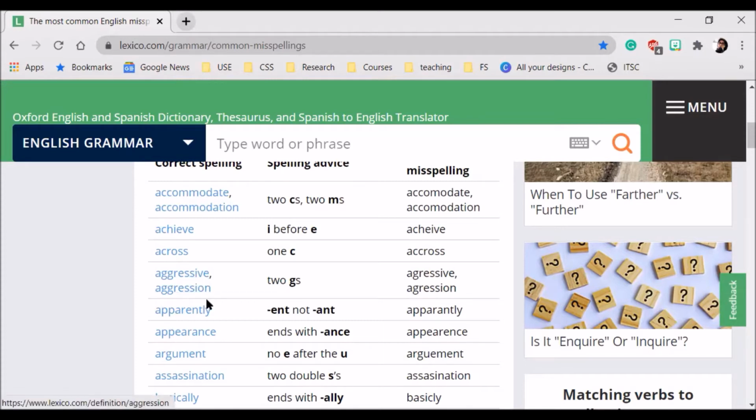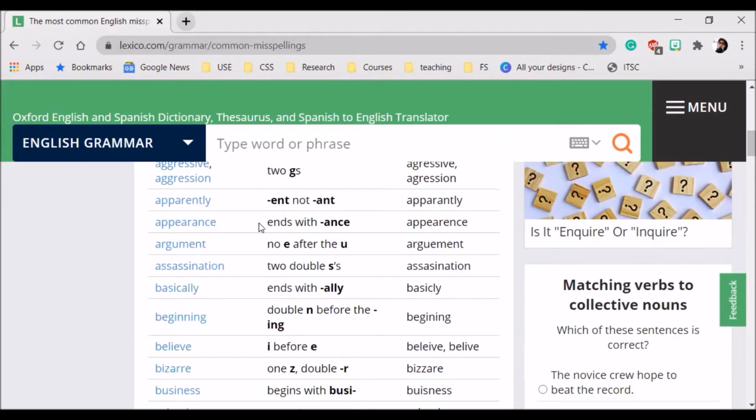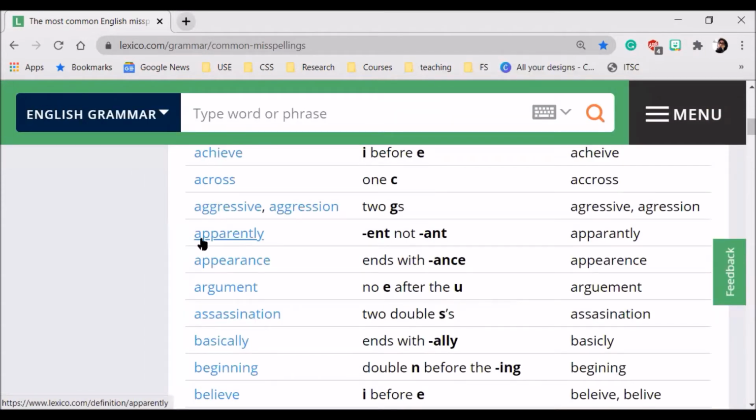Then we have aggressive and aggression. You have to remember there are two G's. You cannot write it with one G. Then we have apparently. Now we have to remember that it first has A and then E and T. Many people would write it with three A's, but you have to remember that we already have two A's here, and then here we don't have A, it is rather E. So the correct spelling would be A double P, apparently. That would be pretty simple.